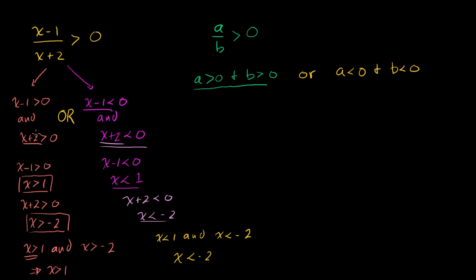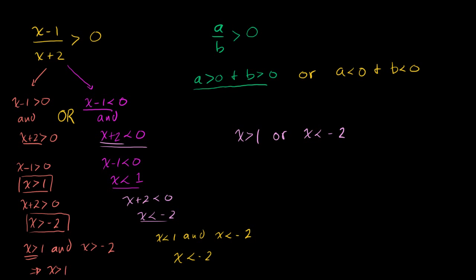So both of them being positive boils down to x being greater than 1, or both of them being negative boils down to x being less than minus 2. So our solution is x could be greater than 1, that's both of these positive, or x is less than minus 2, that's both of these negative.